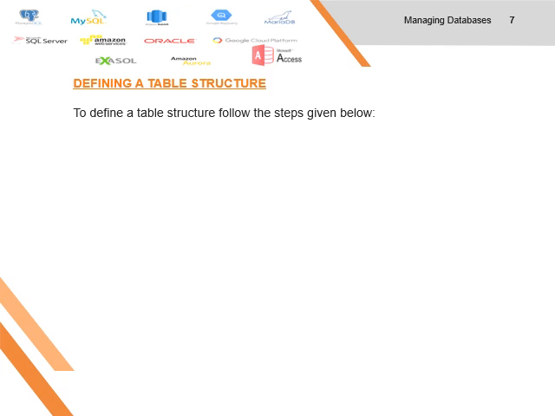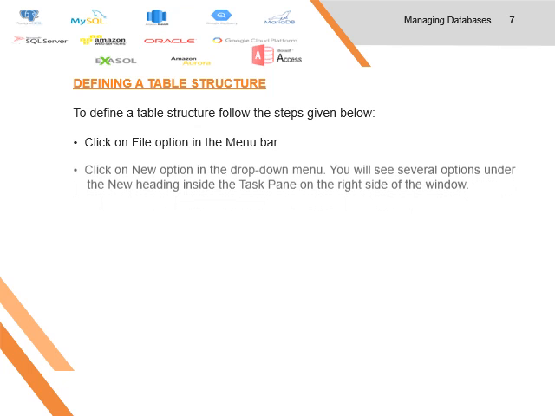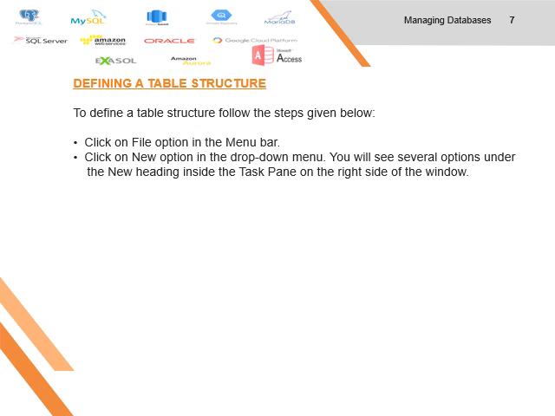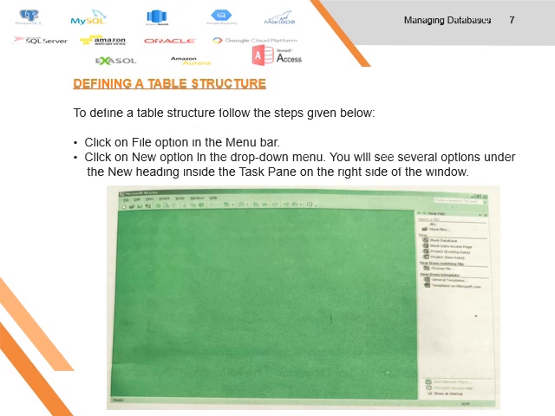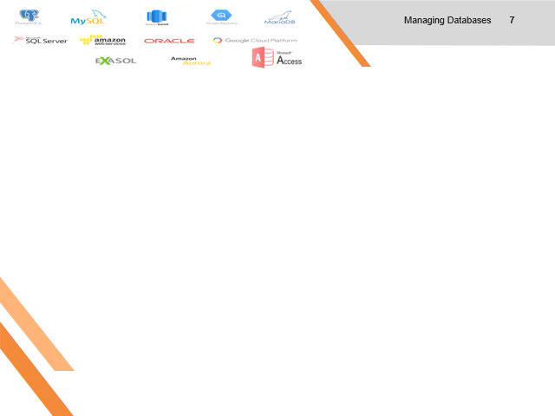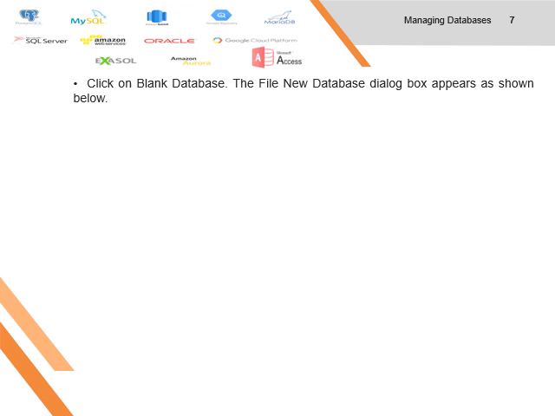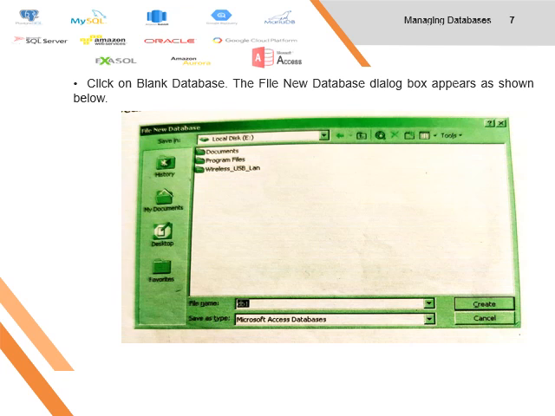To define a table structure, follow the steps given below. Click on File option in the menu bar. Click on New option in the drop-down menu. You will see several options under the New heading inside the task pane on the right side of the window, like this, as shown in the picture. Click on Blank Database. The File New Database dialog box appears as shown below, like this.